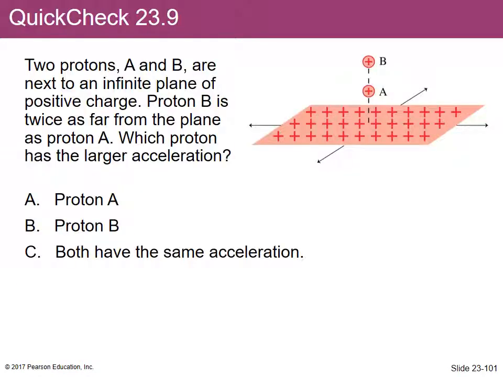Two protons, A and B, are next to an infinite plane of positive charge. Proton B is twice as far from the plane as proton A. Which proton has the larger acceleration? The answer is C. Since the electric field from the plane is independent of distance, both have the same acceleration.